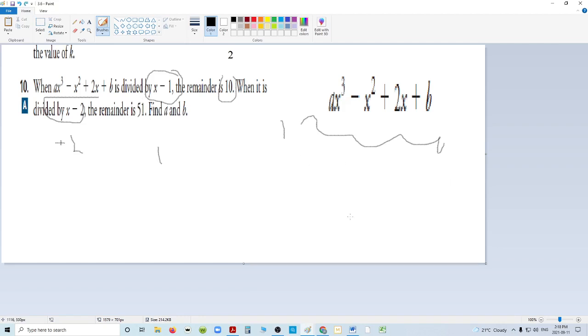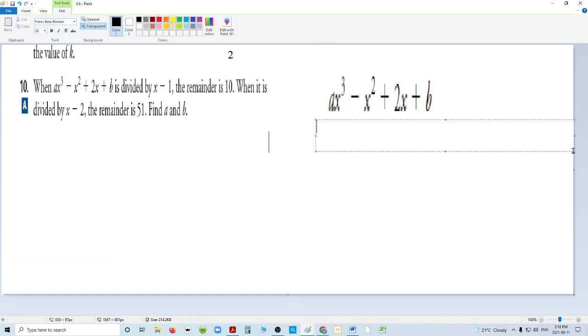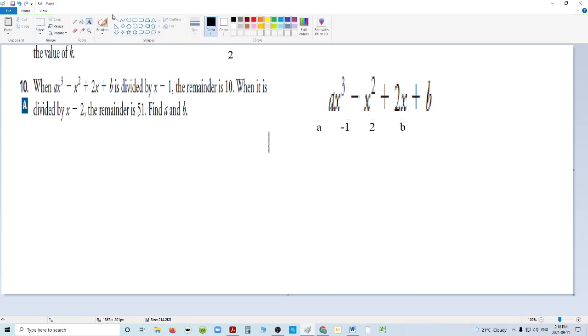So let's try it out. Let's just go step by step and start with the easiest one, which I would say is the remainder of 10. They're saying that when 1 is a root, we're going to get 10 as a remainder. So what are the coefficients in front of this? I got a. Let me just make this a little bit bigger. I got minus 1. I've got 2. And I've got b. And no matter what, my remainder should be 10. And you just do synthetic division the same as you would for any synthetic division.